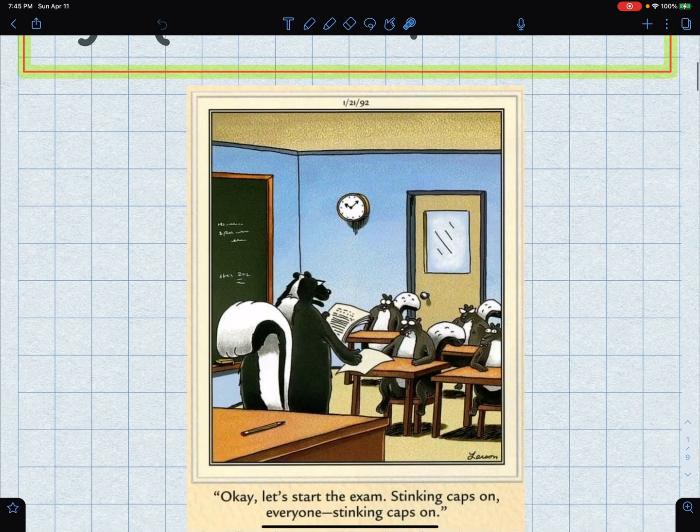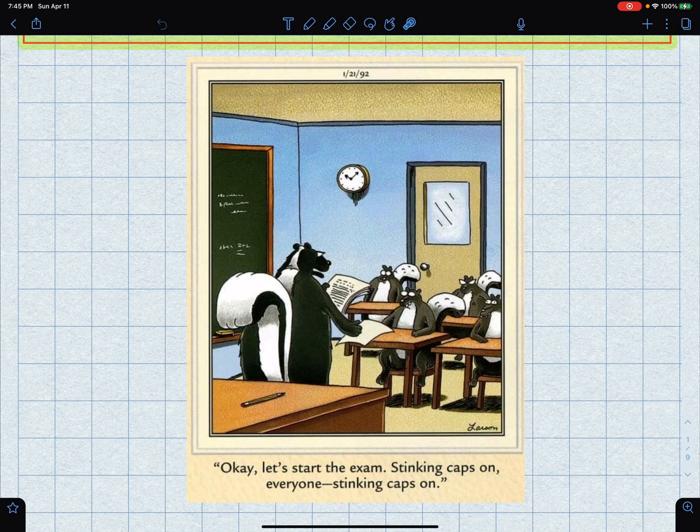All right, first, let's get started by looking at this comic. Here's a teacher in a class, and she's saying, okay, let's start the exam. Stinking caps on, everyone. Have you ever heard a teacher say, put your thinking caps on? Well, the skunks put their stinking caps on before they start their lessons or exams.